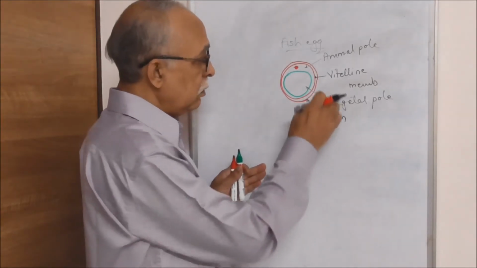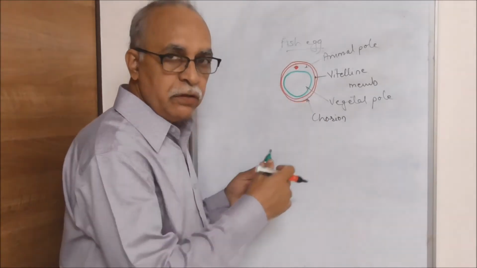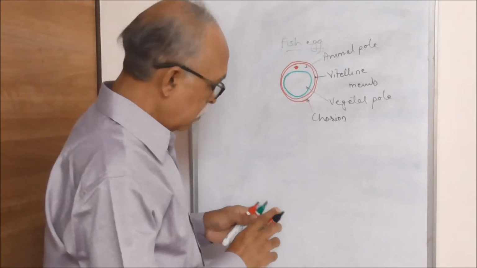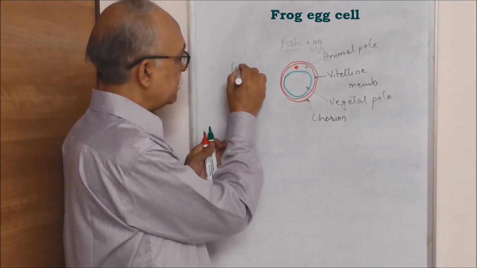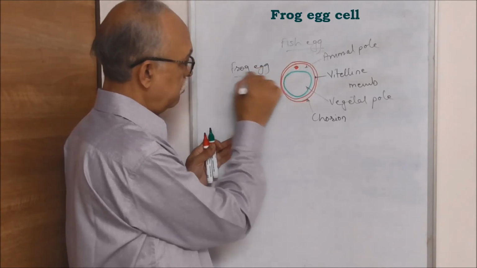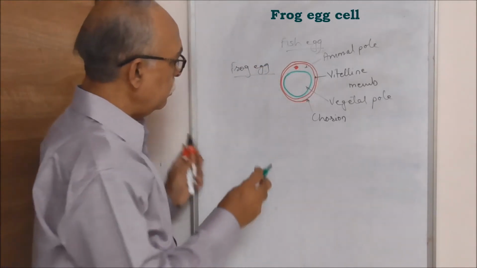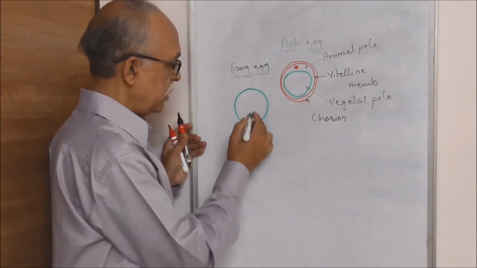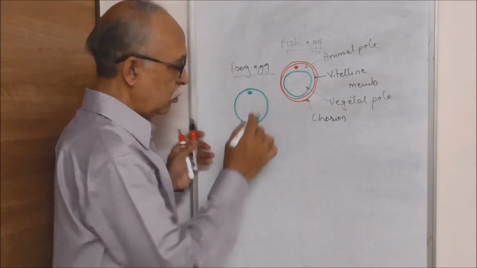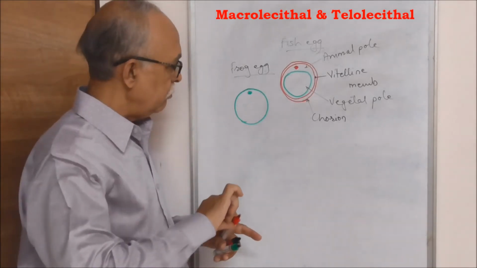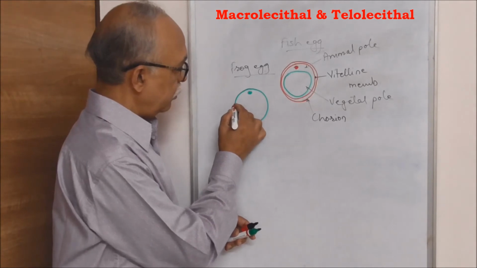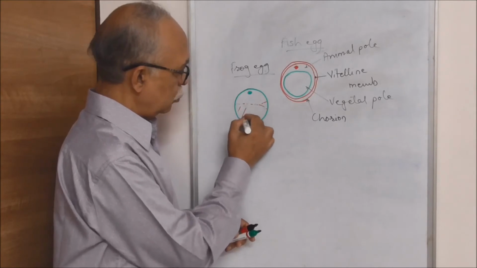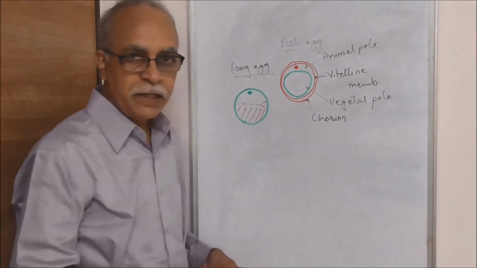Chorion is a protective layer. Vitelline membrane is a cell membrane that actually has some role in the fertilization process. Frog egg, when we discuss, here also, this could be the egg cell, nucleus, cytoplasm. Now here what happens, this is also megalecithal, this is all yolk, this is all cytoplasm and nucleus.